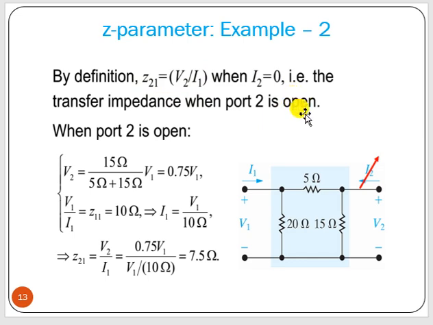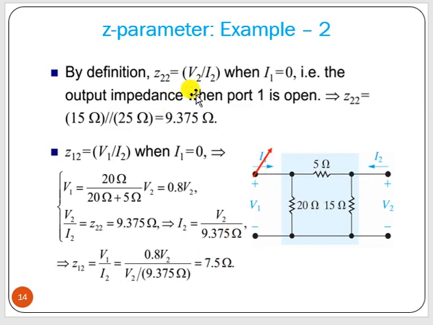Now if you want to find Z21, with I2 equal to 0, then V2 equal to what? V2 is nothing but the voltage across this point, and V1 is divided across these two resistors. So V2 equal to 15 ohm divided by 20, that is 15 plus 5, into V1. V1 is across this 20 ohm. So we got V2 in terms of V1. Now we know V1 by I1 equal to 10 ohm, that is Z11, so I1 equal to V1 by 10 ohm. Now Z21 is V2 by I1. We put this I1 value here, and then we get the value of Z21.